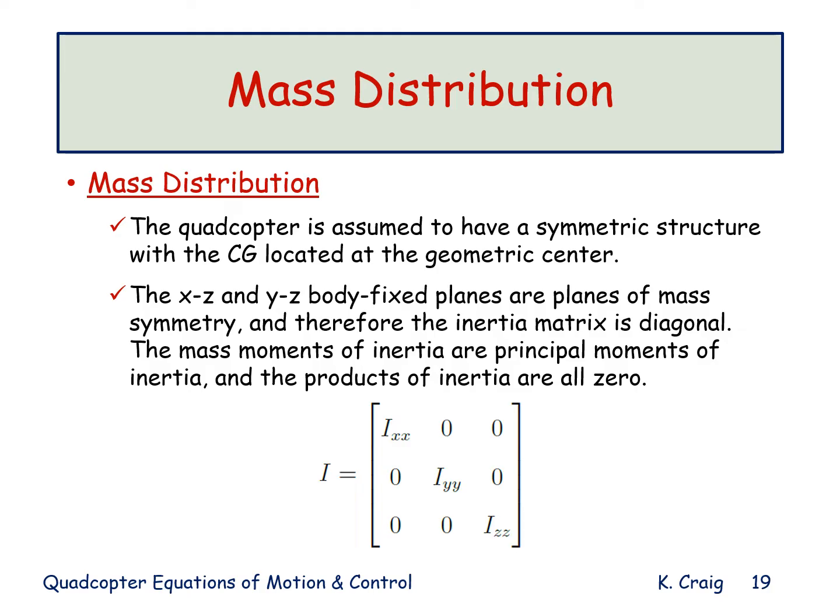Let's now talk about mass distribution. The quadcopter is assumed to have a symmetric structure with the center of gravity located at the geometric center. The XZ and YZ body fixed planes are planes of mass symmetry, and therefore the inertia matrix is a diagonal matrix. The mass moments of inertia, IXX, IYY, IZZ, are principal moments of inertia, and all the products of inertia, as shown here in the inertia matrix, are all zero.